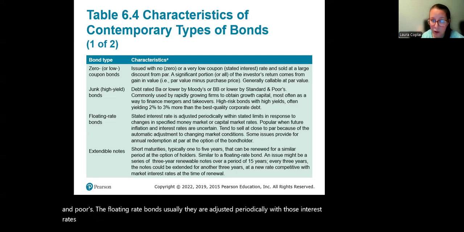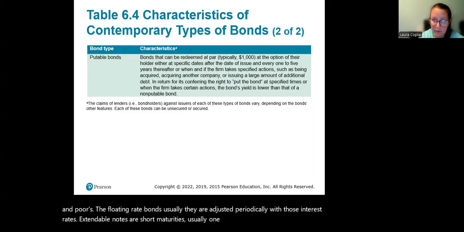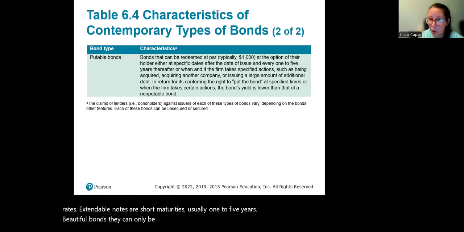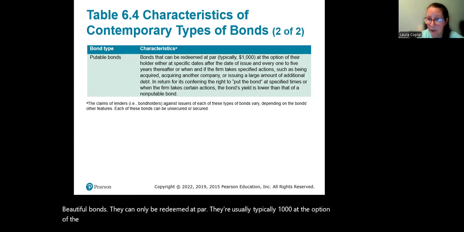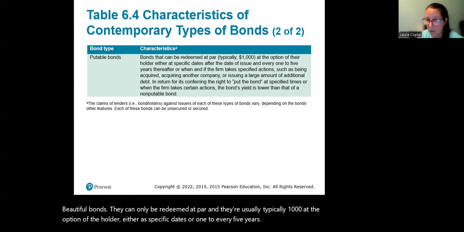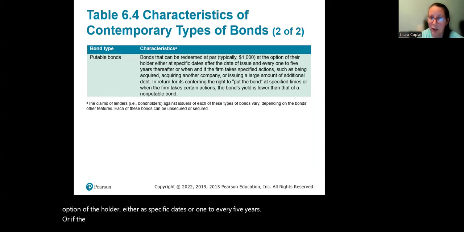Extendable notes are short maturities, usually 1 to 5 years. Putable bonds can only be redeemed at par, typically $1,000, at the option of the holder, either at specific dates or every 1 to 5 years, or if the firm takes a specified action, then it could be that the holder decides to redeem that bond.